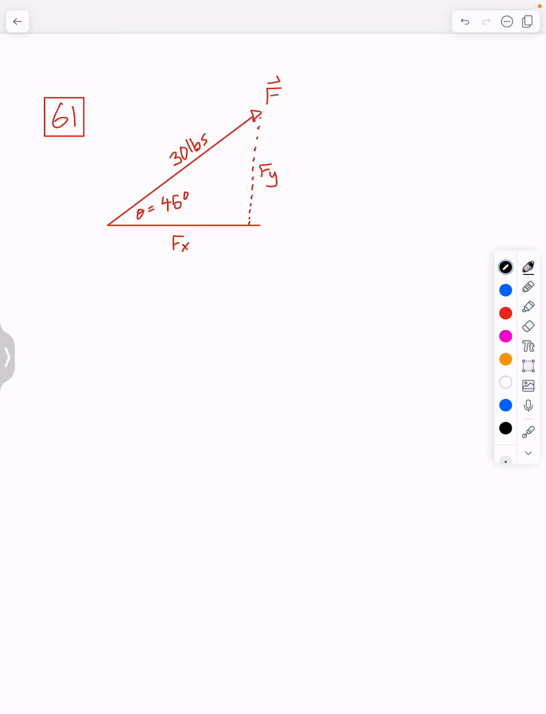Hello, Calc 3. I'm going to work two problems that were requested. I think the second problem is probably going to be a common question, so I'm going to go ahead and post this and send it to everybody.